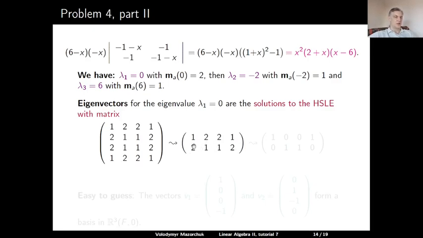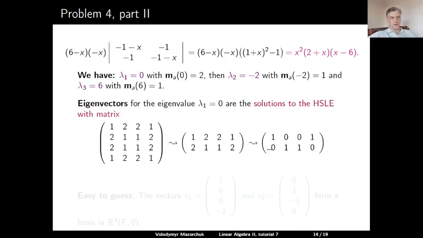So now we subtract twice the first row from the second row to kill this 2. And then we will get the matrix 0, minus 3, minus 3, 0. So we divide the second row by minus 3 to get 0, 1, 1, 0. And then we subtract twice that from the first row to get 1, 0, 0, 1. So this is the row echelon form 1, 0, 0, 1, 0, 1, 1, 0.